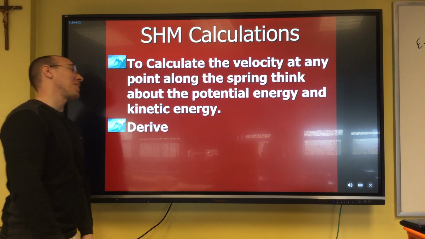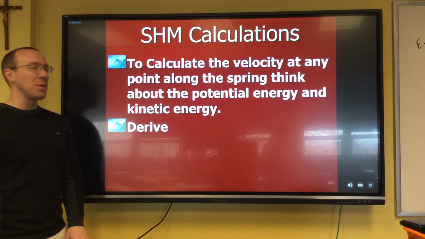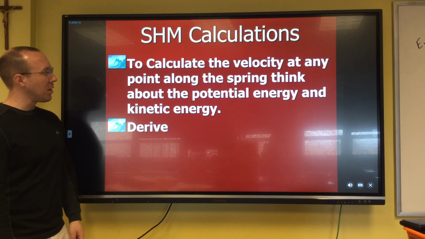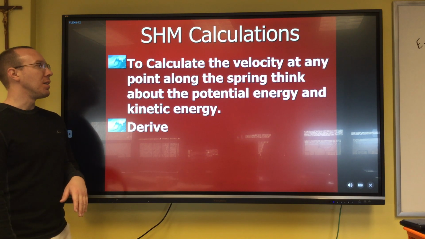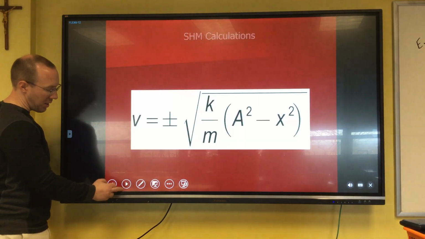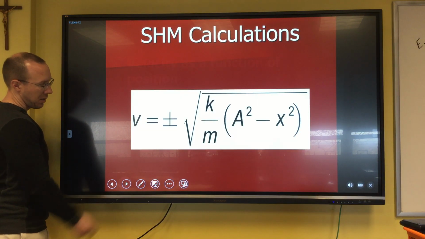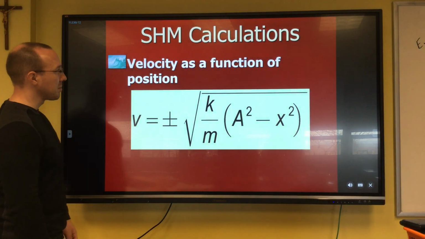SHM stands for simple harmonic motion. Typically in class I don't really deal a whole lot with the equations. I'm not going to derive it right now at all. But we could actually determine, based on the energy, the velocity at any point, including the maximum velocity at any point along the movement of a mass attached to a spring.